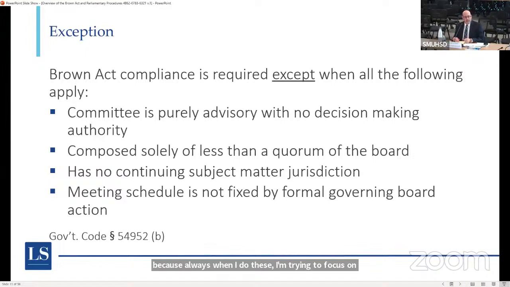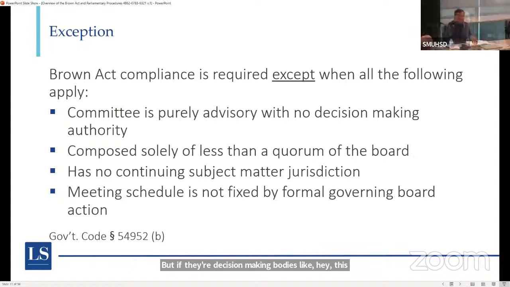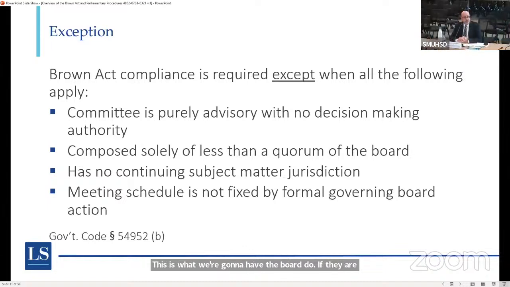What if they're decision-making bodies, like, hey, this is what we decided is going to go in this plan? What about that? When you say it's decided, so that's the final decision. This is what we're going to have the board do, if they are making a decision for the board or for the district. It's really clear when you look at all of the law on this, on the Brown Act, it's got to be an advisory body.